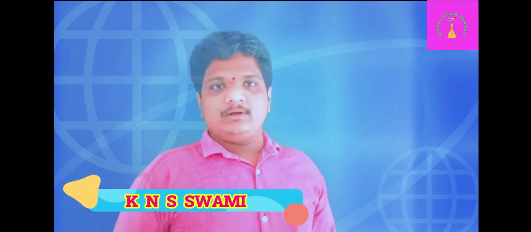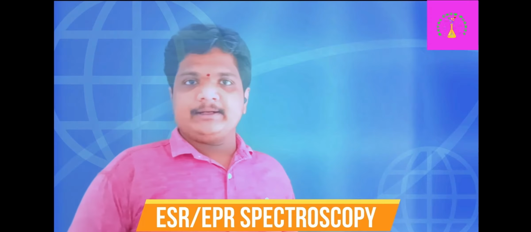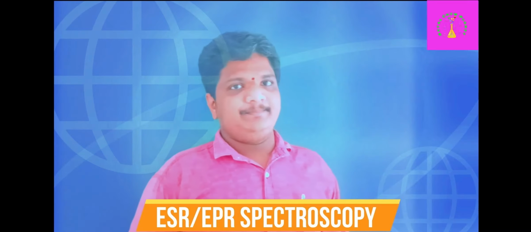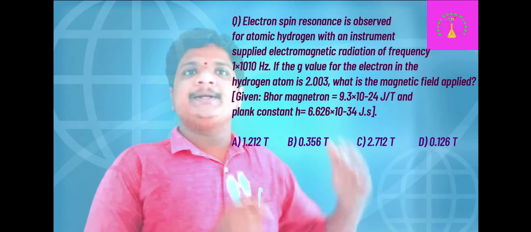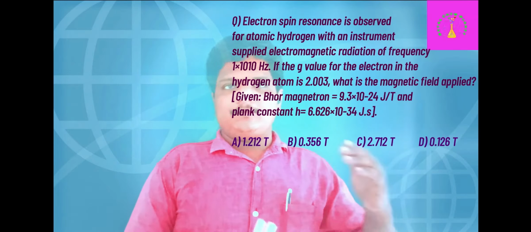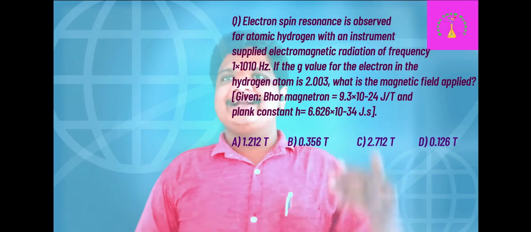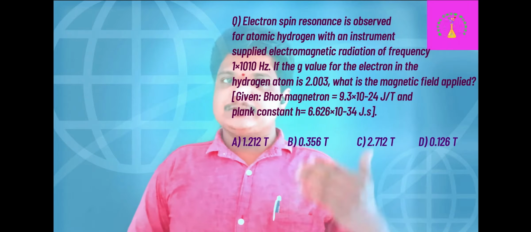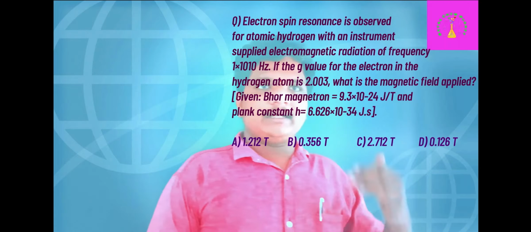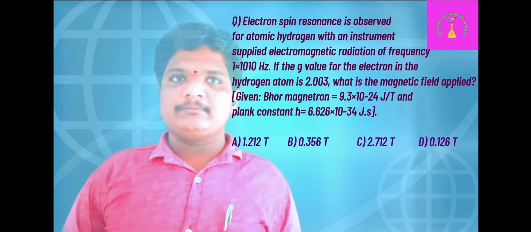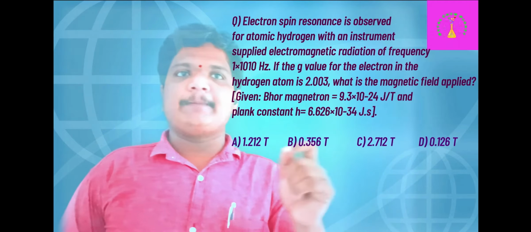In this video, we are going to discuss some of the questions related to ESR spectroscopy. Now, let us see the first question. Electron spin resonance is observed for the atomic hydrogen with an instrument supplied electromagnetic radiation of frequency 1 into 10 power 10 Hz. If the g value for that electron in the hydrogen atom is 2.003, what is the magnetic field applied?